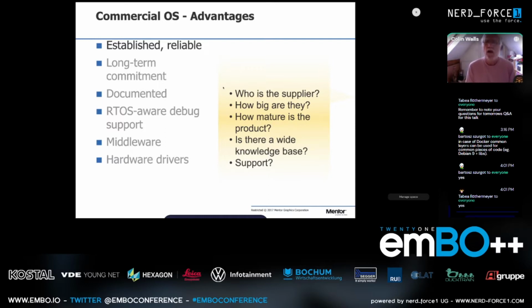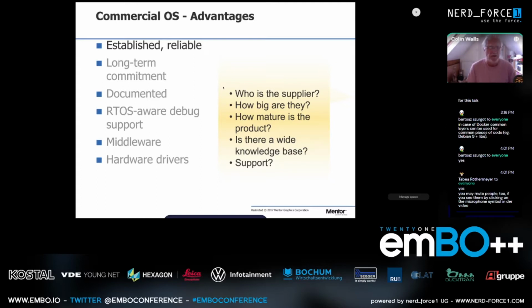Kind of questions you might ask are, who is the supplier? How big are they? How mature is their product? And is there a very large number of people knowing about that product? So in other words, can you get staff to work with it? And lastly, what is their support like? These are all questions to ask, and you should expect pretty positive answers to these with a well-known product.